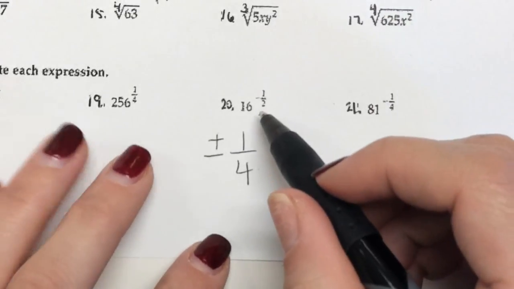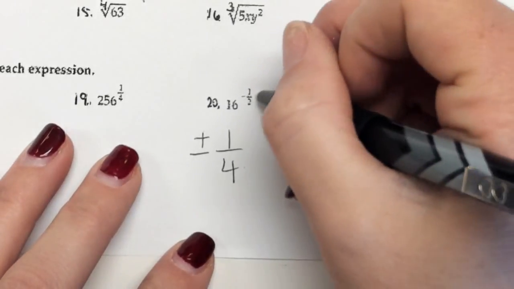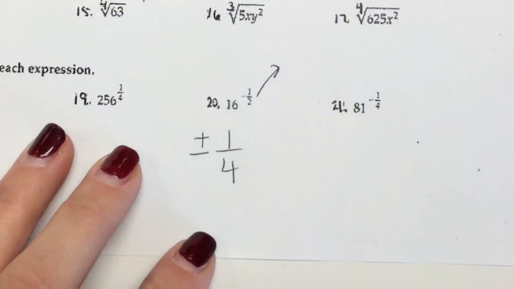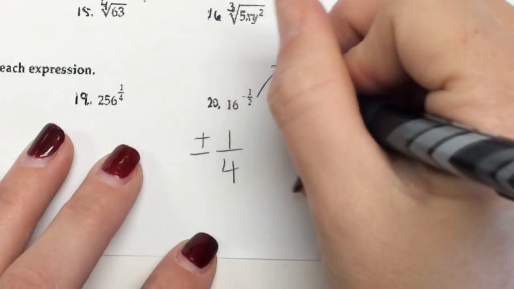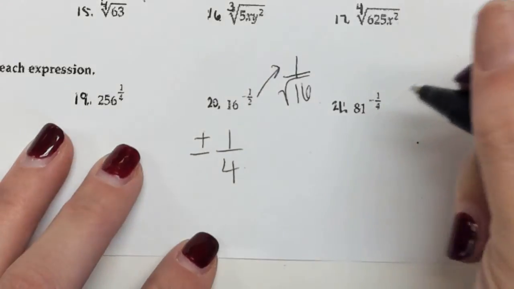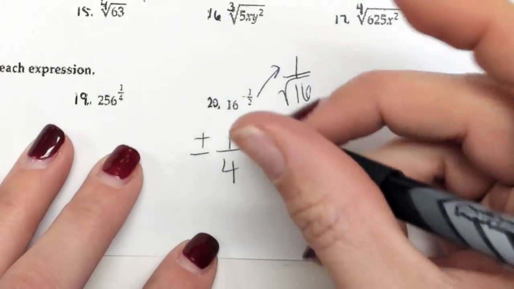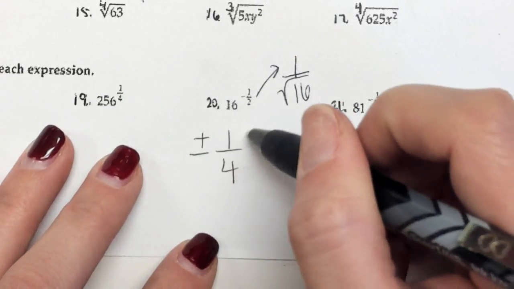This one has a negative exponent. What do we do to make a negative exponent positive? Yes, so it'd be 1 over square root of 16, which is 1 over 4. Does everybody see that? We need the plus or minus because it's a 2 on bottom.